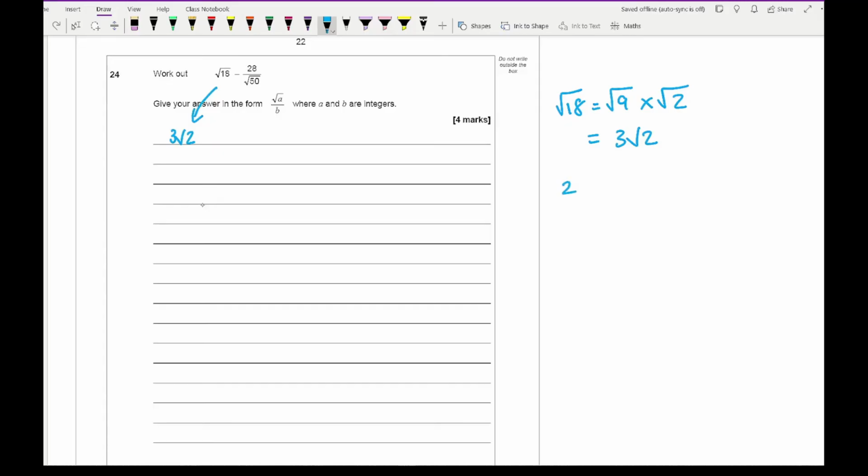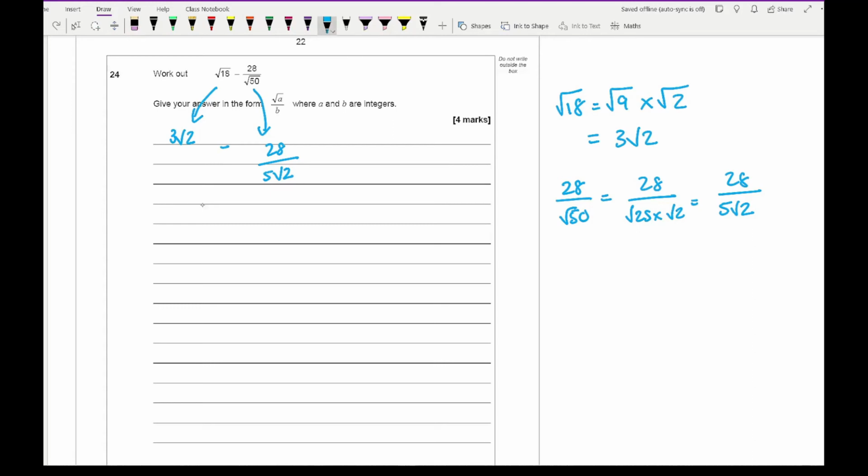Now in terms of 28 over root 50, that 28 I can't do anything with, but I can do something with the root 50, so that's going to be 25 times root 2, which gives me 28 over 5 root 2. So this then simplifies to be 20 over 5 root 2. And those two things there are being subtracted, not multiplied, so let's just get rid of that. And there we go. Now what I want to try and do is have a common denominator.